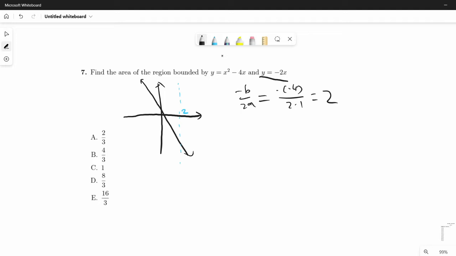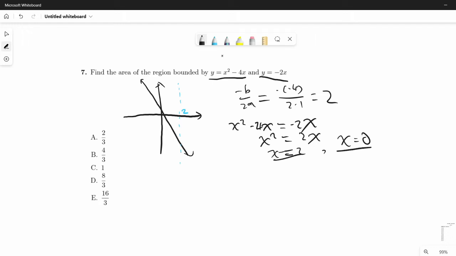We can hit two birds with one stone and calculate the intersections between these two functions. So make them equal to each other. I have x squared minus 4x equal to negative 2x, plus 4x to both sides, x squared equal to 2x. Here you can divide by x to get x equal to 2, but then you have to worry about x equal to 0. So x equal to 0 is definitely an option too. So we have x equal to 0 and x equal to 2.